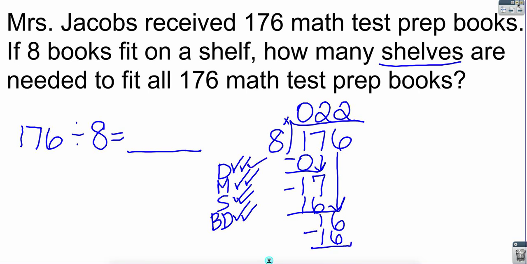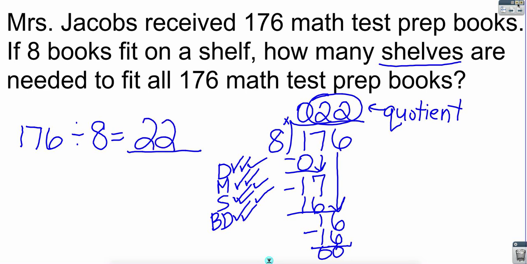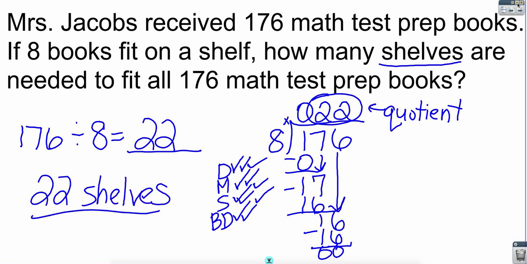Okay, so I divided, I multiplied, I subtracted, and that's it. So I would need 20, right? Your answer's up here. This is the quotient. The answer. Okay. So the answer is 22. So I would need 22 shelves to hold all those 176 books.